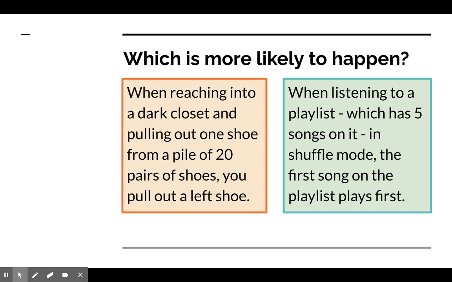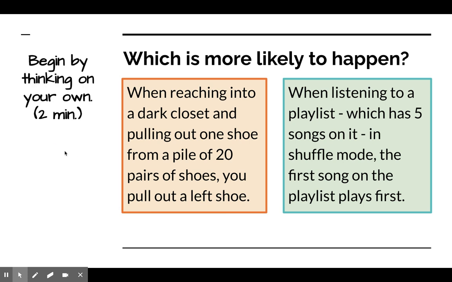It says, when reaching into a dark closet and pulling out one shoe from a pile of 20 pairs of shoes, that you pull out a left shoe. And then when listening to a playlist, if you think about something on your phone or anything that you play music on, when listening to a playlist which has 5 songs on it in shuffle mode, the first song on the playlist plays first. So which one do you think is the most likely to happen?